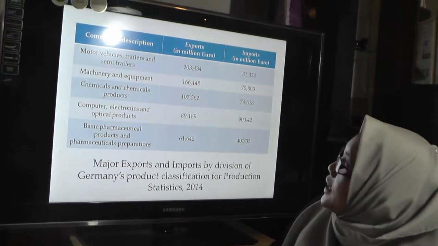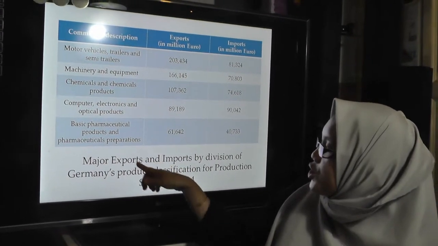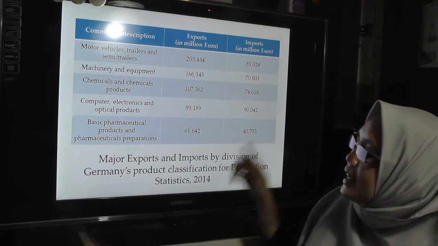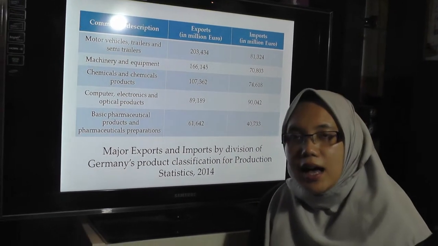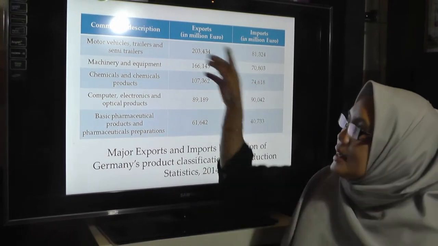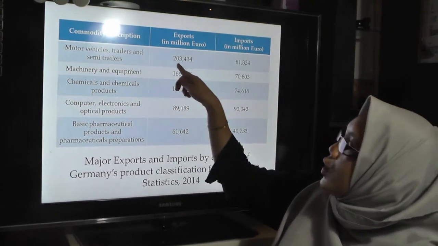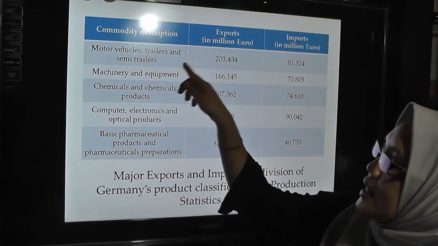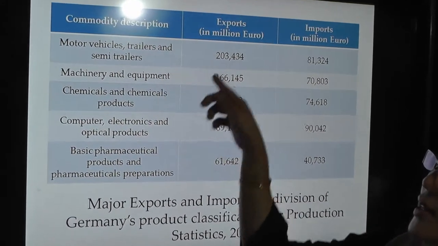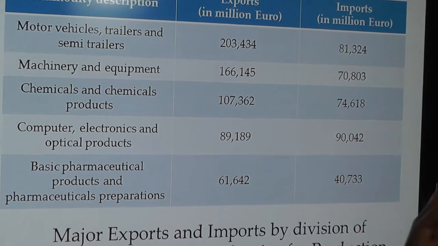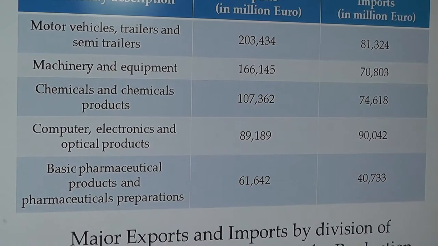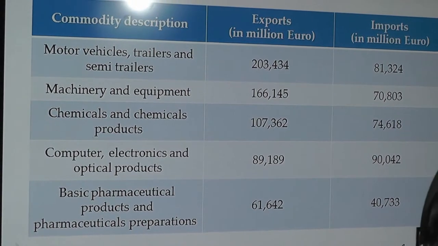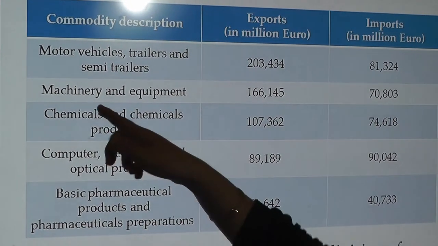We can see here that most of the major exports and imports by divisions of Germany's production is based on highly skilled labor. We can see here that number one is with 203 million euros. Number one is the motor vehicles, trailers and semi-trailers. For example, we have MAN in Malaysia, the factory is in Rawang. MAN produces all the buses, the tractors for heavy industries.